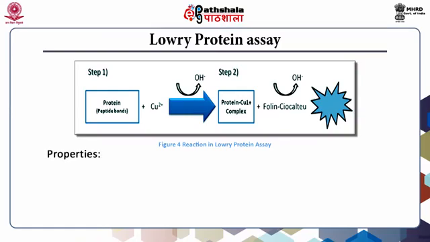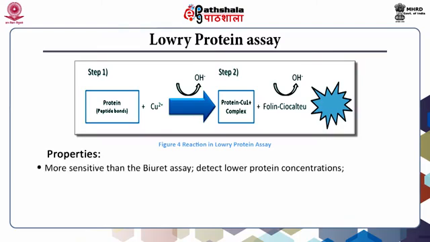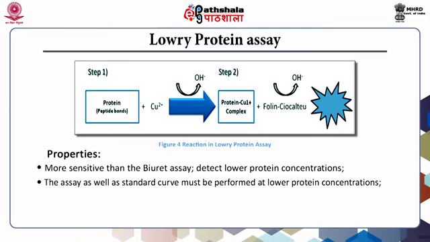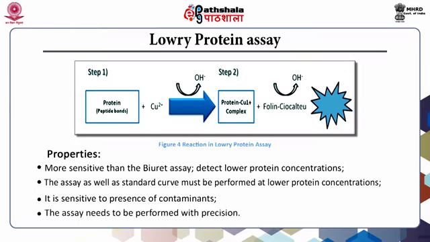Let's see the properties of the Folin-Lowry method, another one commonly used for routine assay. It is more sensitive and can detect lower concentrations of protein, from 0.01 to 1 milligram per milliliter. The assay as well as the standard curve must be performed at lower protein concentration, since the linear dependence is achieved only at low protein concentration. But as it is a modified Biuret method, it is sensitive to the presence of contaminants, and many more. The assay needs to be performed with high precision.